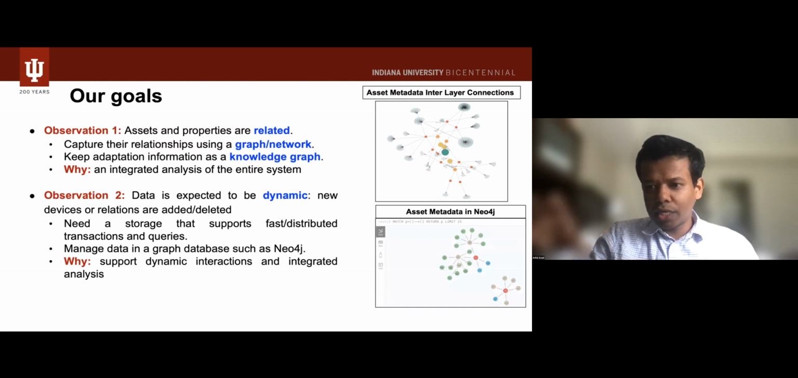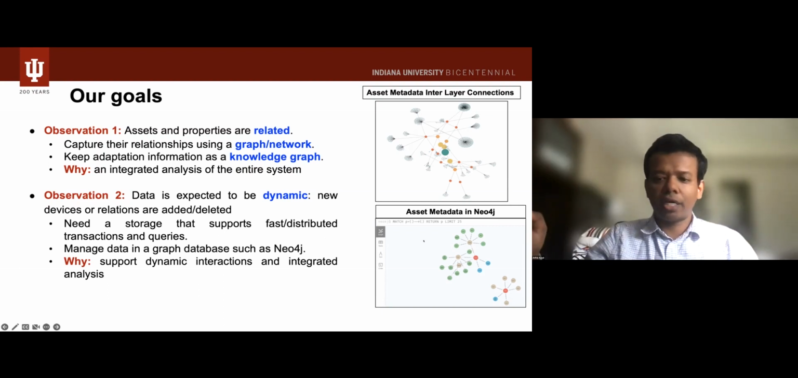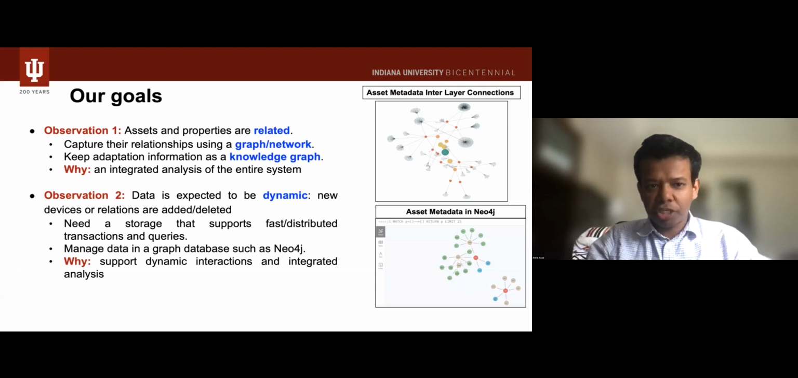And here is an example. We created this graph in a graph database, and from that we can see the entities and relationships. And here is one particular query. Suppose you want to return something, we can just query, give me those devices with particular properties. We can query that. So this is our objective two. The first one is how to capture the relationship, and the second one is how to store it so that we can manipulate them dynamically.